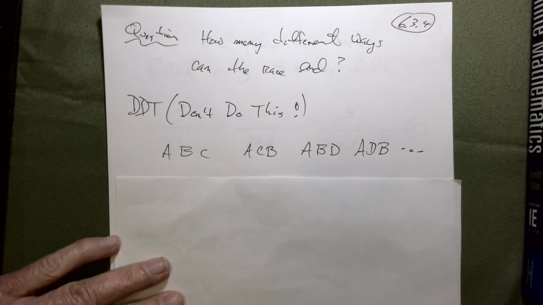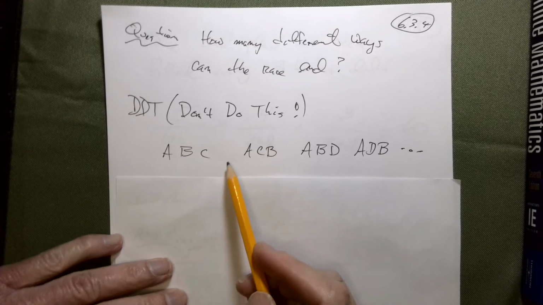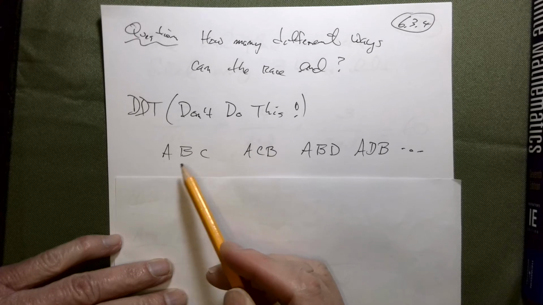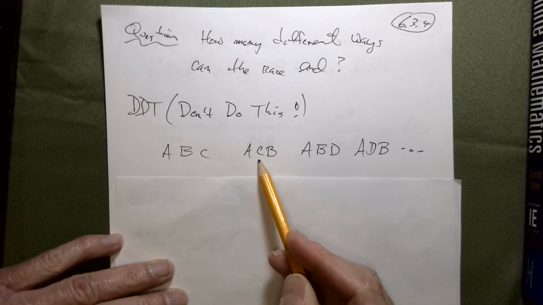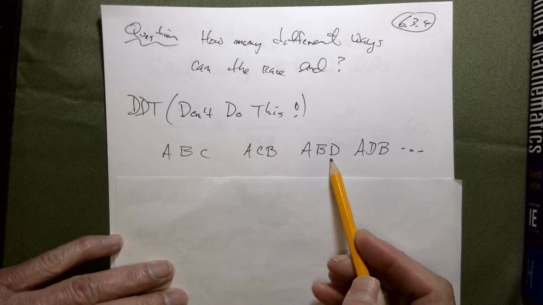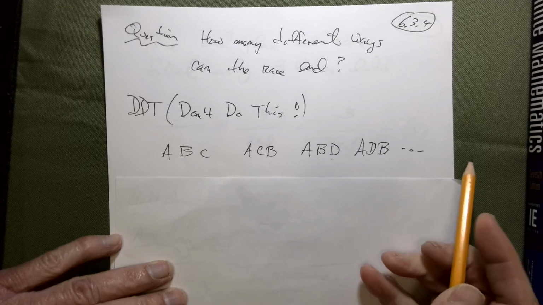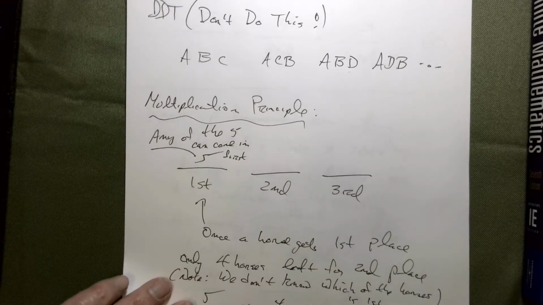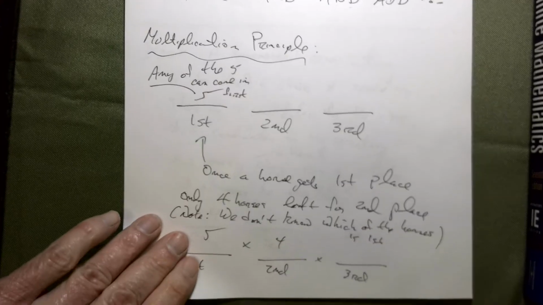Well, you would have to go through things like this: A, B, C. So I'm going to take all the possibilities where A comes in first. So it could be ABC, or it could be ACB, or A, B, and D, or A, B, and E. That's going to be a huge number of things to do. The multiplication principle will save us very quickly.